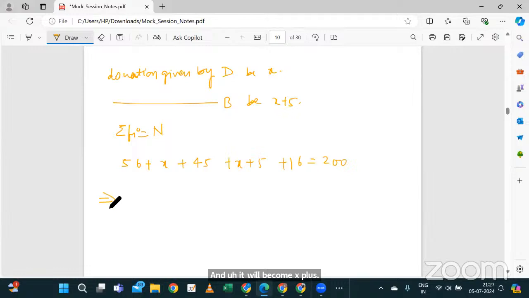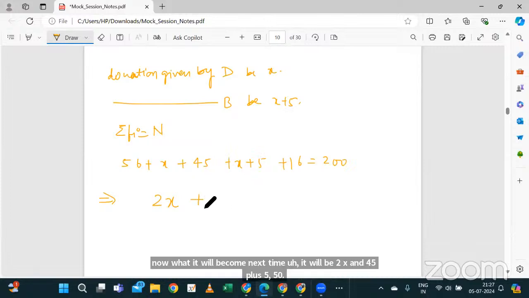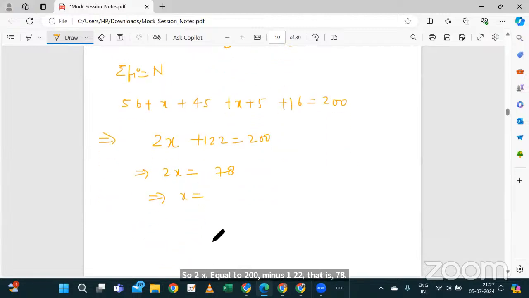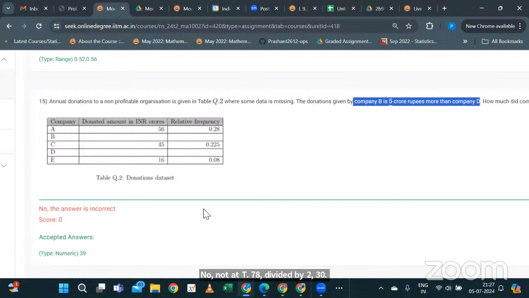So now what will it become next? It will be 2X, and 45 plus 5 is 50, plus 16 plus 56 is 122, correct? So 122 and 2X equal 200. 2X equals 200 minus 122, that is 78. So X is not 80, it is 78 divided by 2, which is 39. So 39 is the answer.